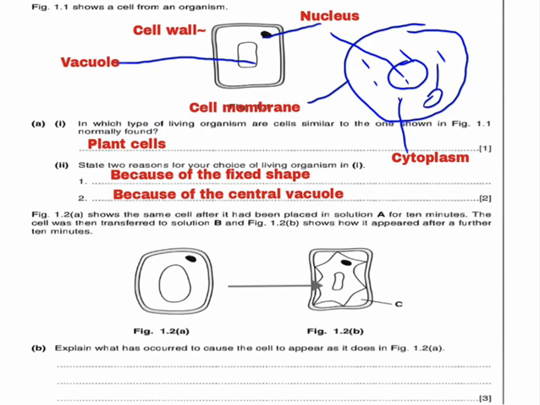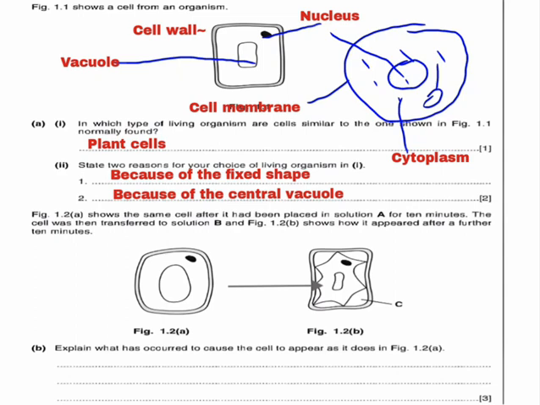So figure 1.2, as you can see on this part, the cell was placed in solution A. Like earlier they mentioned, the cell was placed in solution A, and afterward it was placed in solution B, like the way this one is appearing in figure 1.2, which is B.